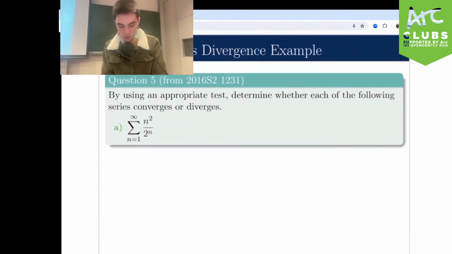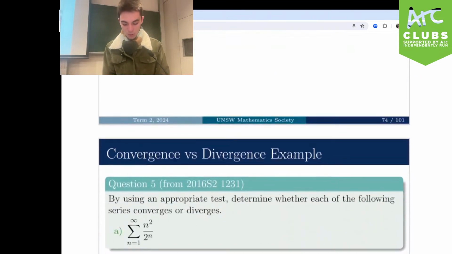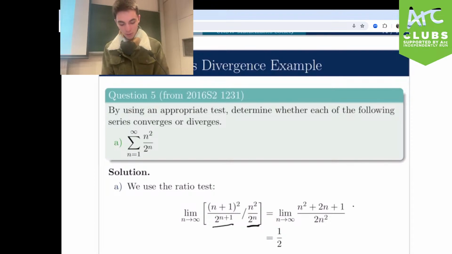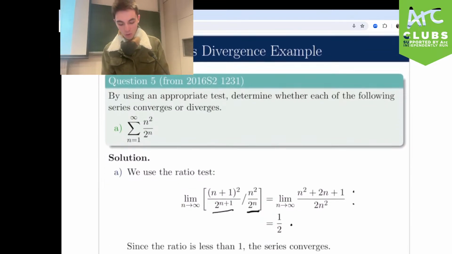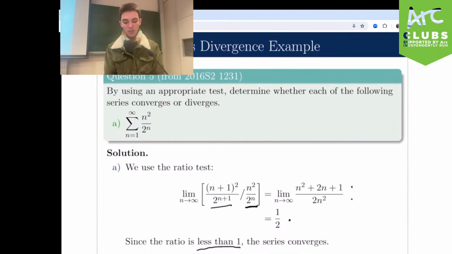Okay, so now let's apply this test that we just learned to check whether this series converges or diverges. These are the terms of our sequence, and what we need to do is find the limit of the ratio between consecutive terms. So consecutive terms here would be (n+1) squared over 2 to the n+1, over n squared over 2 to the n, right? And once we simplify that, we get a fraction, quadratic on the top, quadratic on the bottom, which will tend towards 1/2 as n goes to infinity. So the limit of the ratio between consecutive terms is less than 1, and that means that the series has to converge.